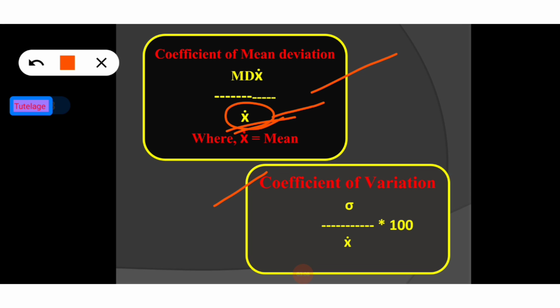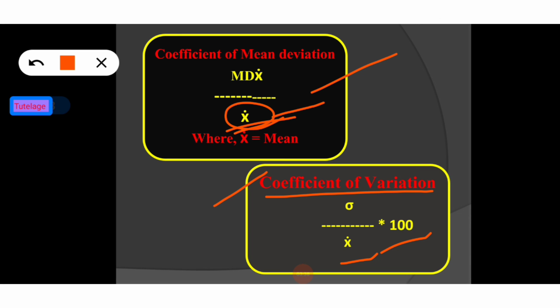This is the coefficient of variation. The coefficient of variation is the coefficient of dispersion based on the standard deviation of the statistical series, and it is expressed as a percentage. We can see the formula of the coefficient of variation: sigma divided by x bar into 100. So that's why it is expressed as a percentage.